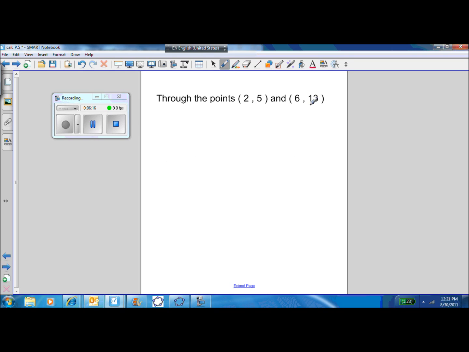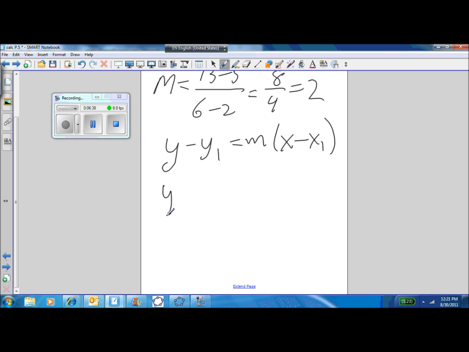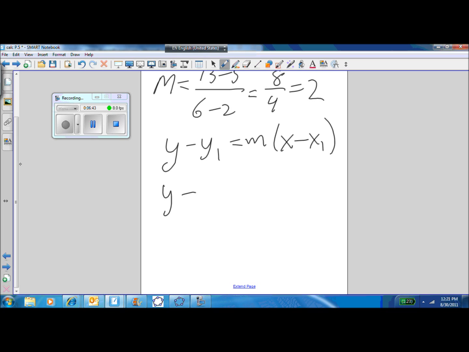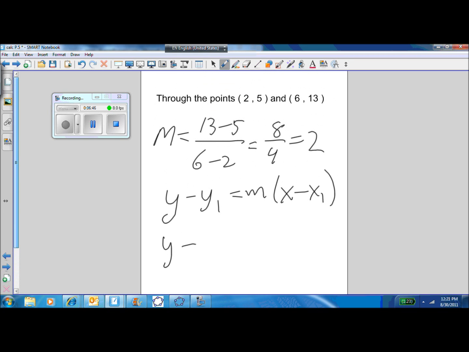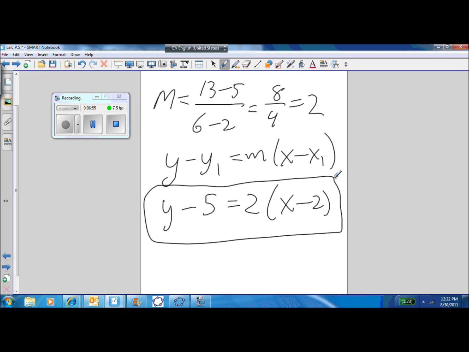Through the points 2, 5, and 6, 13. Well, we've got to get the slope. 13 minus 5 over 6 minus 2. And you get 8/4, which is 2. And then we just go to point slope. Y minus y1 equals m times x minus x1. Now, a lot of you at this point want to do y equals mx plus b, but bear with me here. I can put in either point. I can put in 2, 5. Y minus 5 equals 2 times x minus 2. And you are done. That is a valid answer.